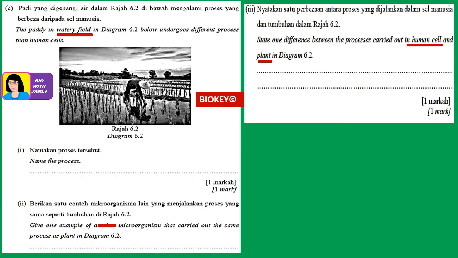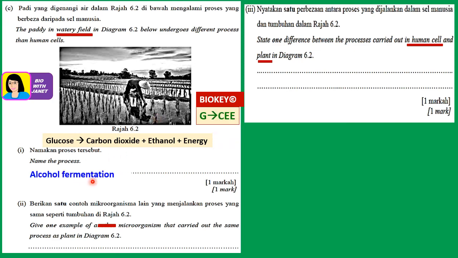Question C. The paddy in the watery field in diagram 6.2 below undergoes a different process compared to human cells, right? Name the process that is stated here. So we see the paddy is immersed, the roots are immersed in water. So the water will contain very little oxygen, right? So how do the roots carry out the process of respiration without oxygen? The process is called alcohol fermentation, where the glucose is broken down into carbon dioxide and ethanol with the release of a little energy, and no oxygen is involved or required.